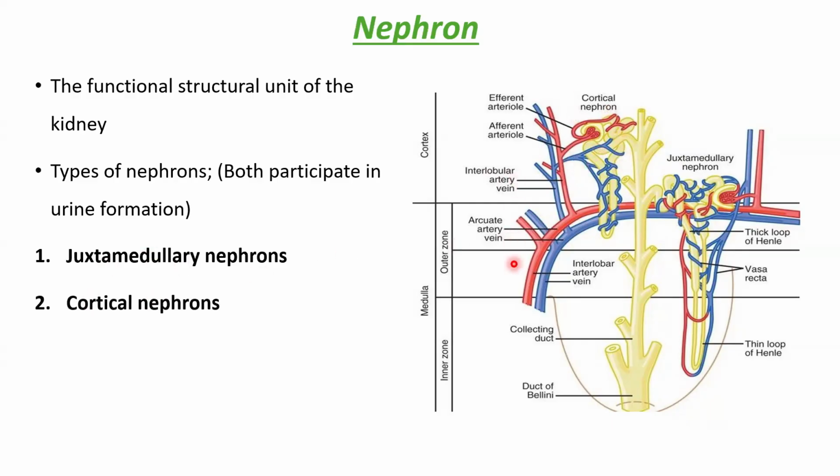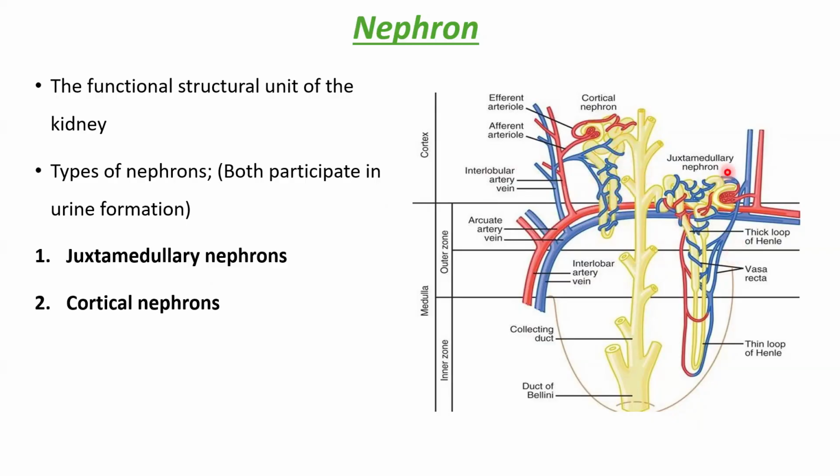Remember, the kidney has two parts: the cortex, the outer part, and the medulla, which is the inner part. So the juxtamedullary nephron has its loop of Henle extending deep into the medulla. And then cortical nephrons, they will form in the cortex.